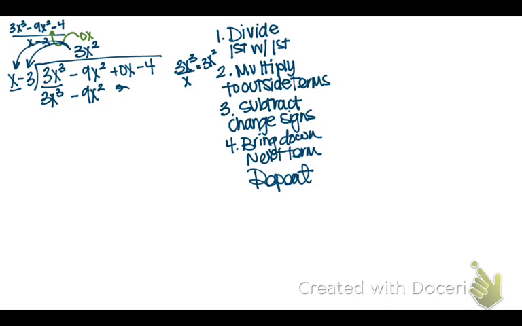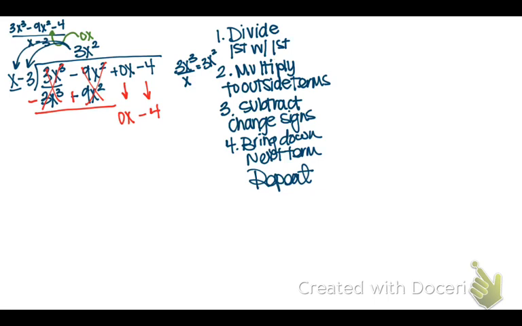Something weird is going to happen here. So we're going to subtract, change the signs, which means this cancels and this cancels. So I'm really left with 0x here. So I'm just going to bring down that 0x, but I want two terms down here, so I'm also going to bring down that negative 4.